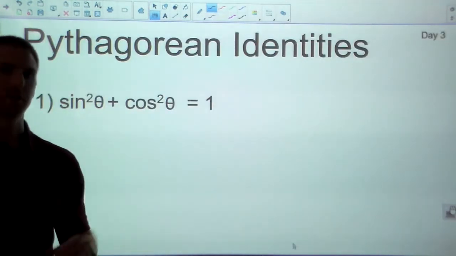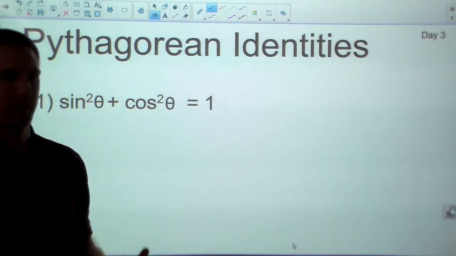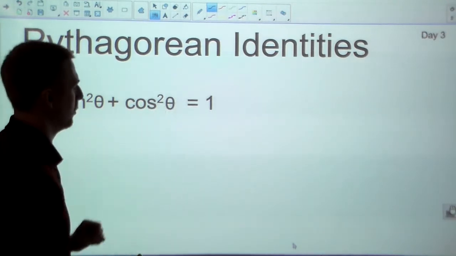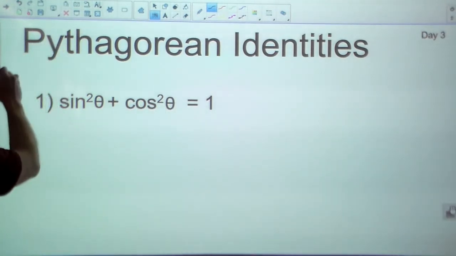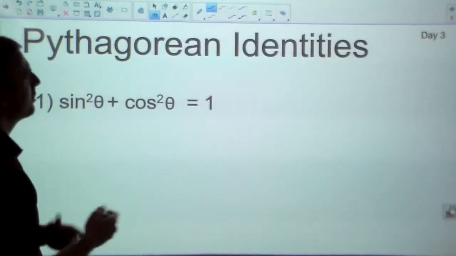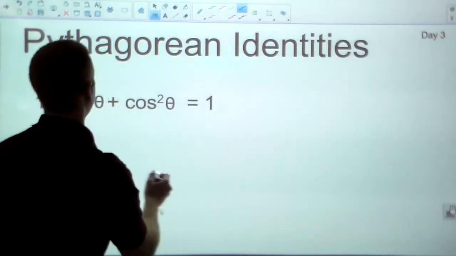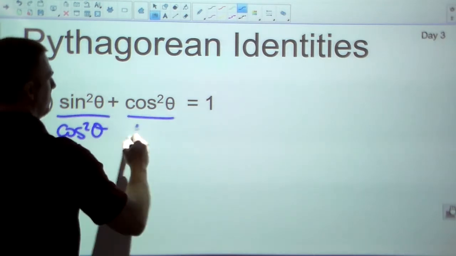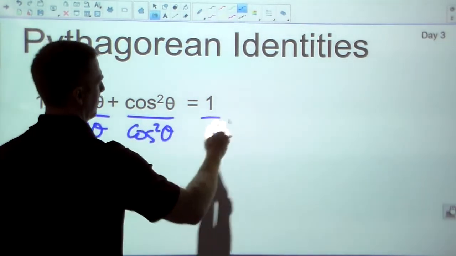All right, yesterday I mentioned the Pythagorean family of identities. So far we have talked about sine squared plus cosine squared equals 1. We derived it, so we've seen how that comes to be. So just to see, what would happen if I took this and divided it by cosine squared? Just because I can.